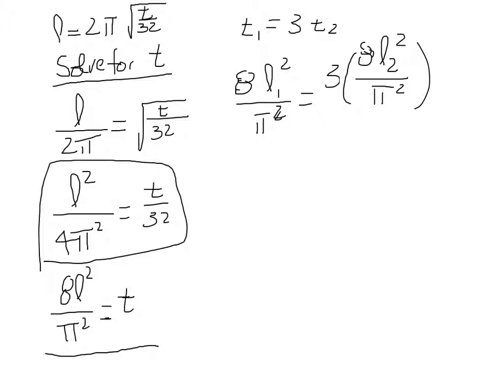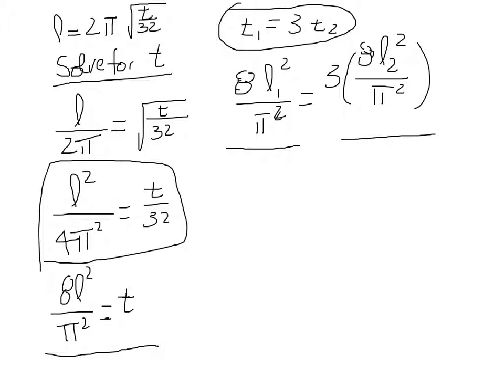So we're told also that time 1 is equal to 3 times time 2. So what I'm going to do then is substitute in this equation here the corresponding expressions involving L. So we'd have 8 L1 squared over pi squared equal to 3 times 8 L2 squared over pi squared. Now we'll just find L1 in terms of L2.